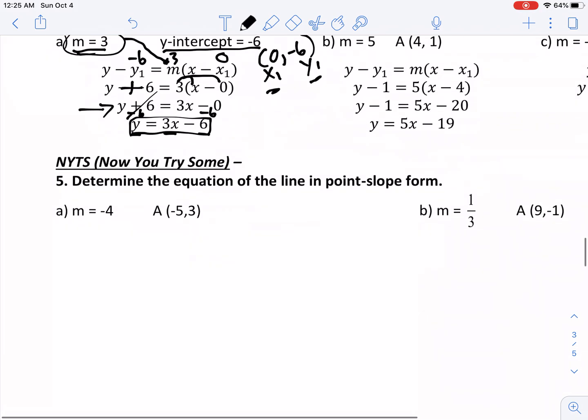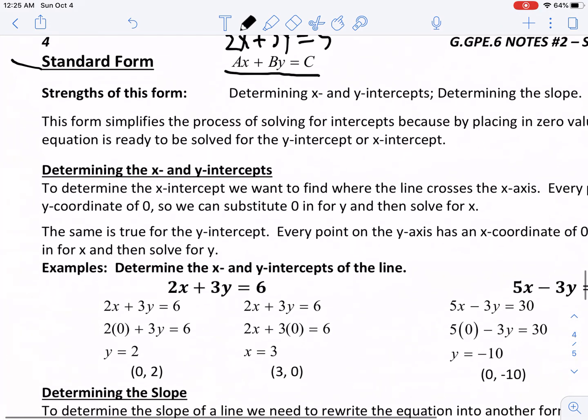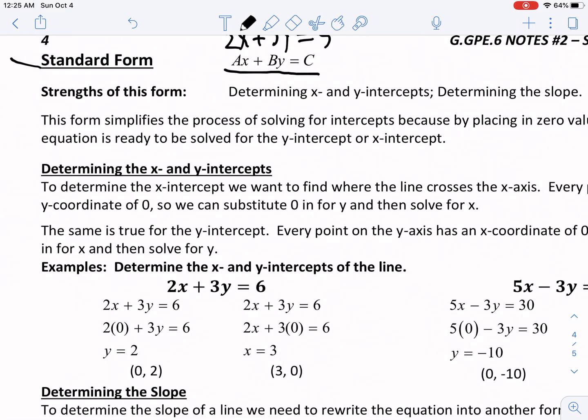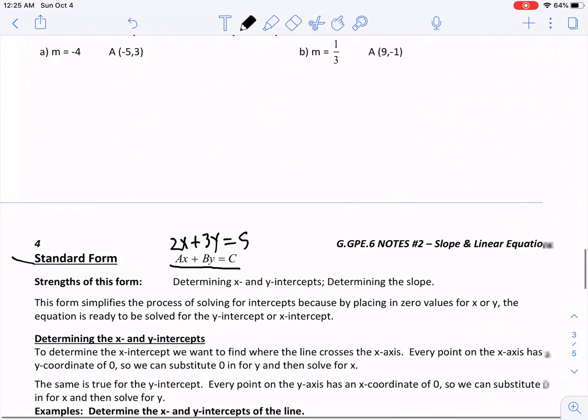Okay? Let's see one more example here, and that's the standard form. Ax plus by equals c, where a, b, and c are just real numbers. But the nice thing about ax plus by equals c is that it allows us to easily find the x and y intercepts. Now, if you remember from what we talked about earlier, the x and y intercepts, let's zoom up there.